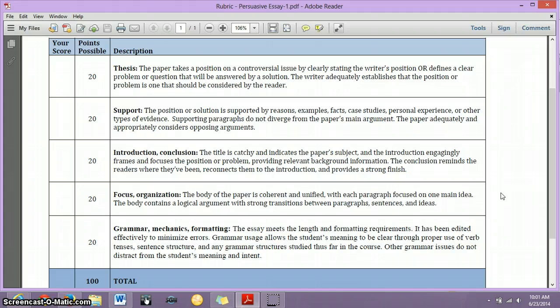Okay, when it comes to support, we just worked on support in the last paper. Make sure that you're using reasons, examples, facts, personal experiences, whatever types of evidence you can, but also make sure that you use more than one.